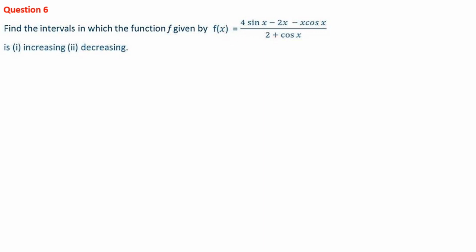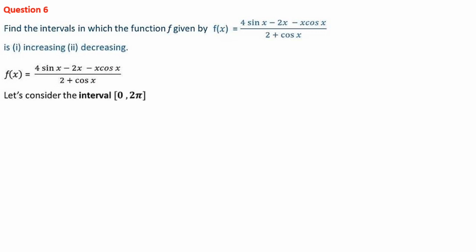So here the plan is like this. First we will go for finding f dash x, and by checking the sign of f dash x within an assigned range. If f dash x is less than 0, then we can say that the function is decreasing, and if f dash x is greater than 0, then we can say that the function is increasing within the given range. That is what we are going to do. So first of all we have to go for finding f dash x. So f of x is equal to 4 sin x minus 2x minus x cos x by 2 plus cos x. Let's consider the interval is closed interval 0, 2 pi. So this is the interval we are going to consider.